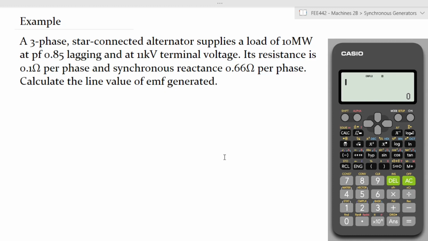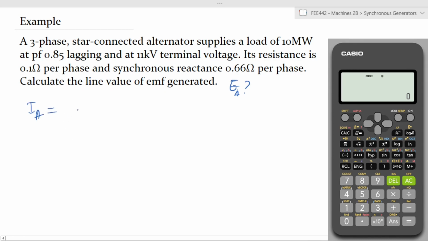So you have a three-phase star-connected alternator that supplies a load of 10 megawatts, right? The load is lagging at 0.85, and we want a terminal voltage of 11 kV. Calculate the line value of EMF, so the internal generated voltage, which was EA. Okay, that's what we are trying to find. So EA is what we are trying to find. Right, so straight away, what is the output current that we have?